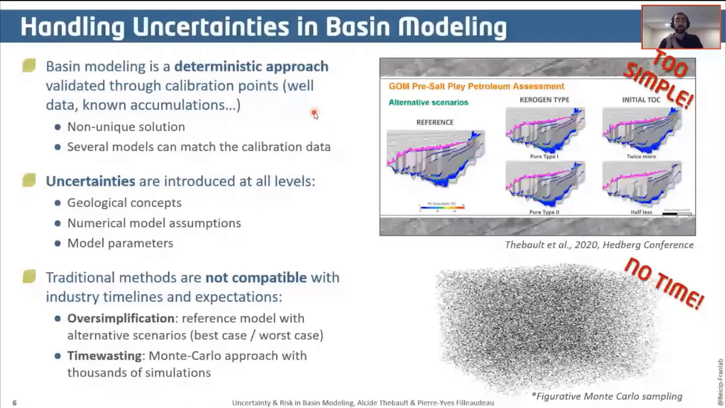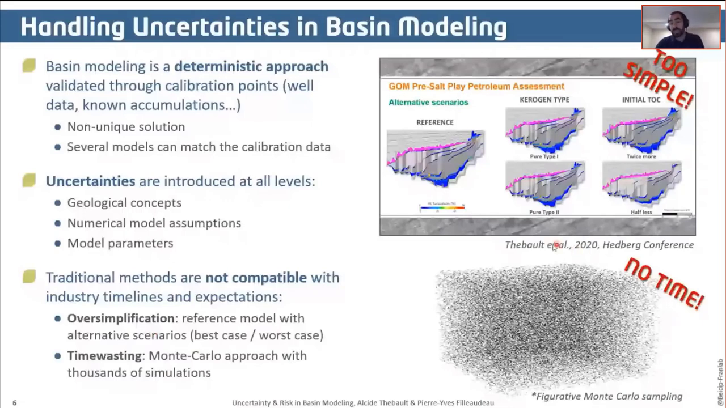So traditionally, several methods are used to take that into account, but they are usually not compatible with the industry timelines and expectations. So the first way of dealing with the uncertainty can be oversimplified, which is to take into account a reference model with some alternative scenarios, best case, worst case scenario. So actually, to illustrate that, I present here a slide from a previous presentation I've done at the Hedberg conference in Mexico City in 2020.